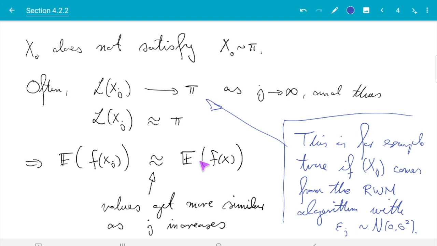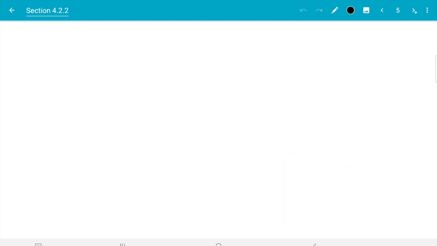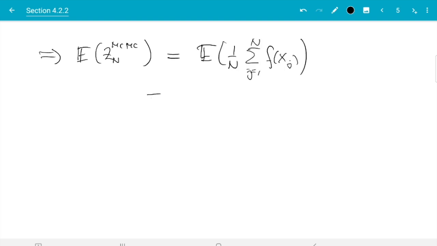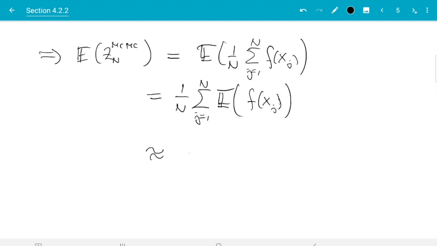And then if you continue the argument where we work out the expectation of the Markov chain Monte Carlo estimates, then what we find is expectation of Zn MCMC is expectation of the average of samples, the average of the expectations. And now each of these is approximately equal to the expectation of f of x. So the average will be approximately equal to expectation of f of x. This is in contrast to exact equality, which we had earlier if we assumed we start the Markov chain with pi exactly.